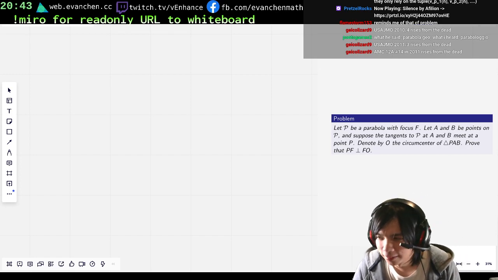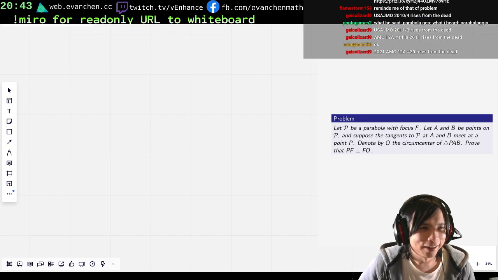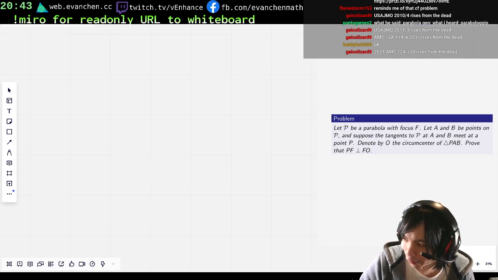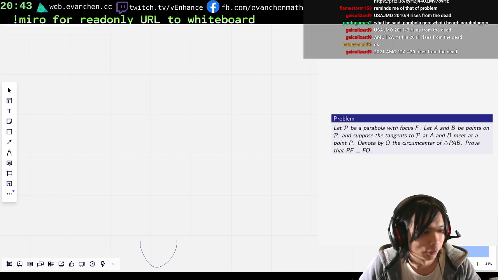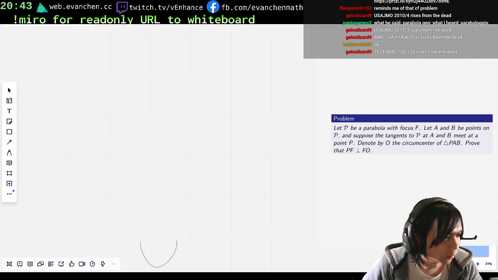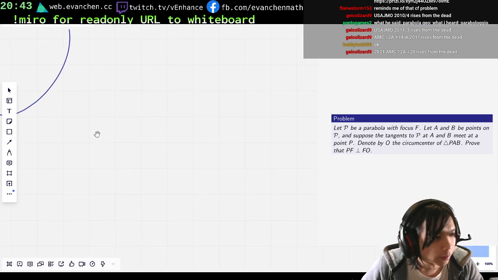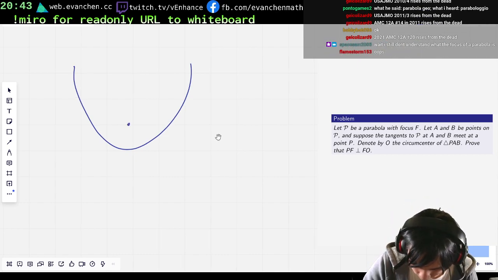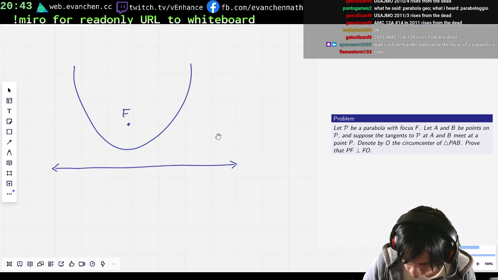Okay, welcome back everyone. So today, David at Solves Isl is telling me to do this problem. It's a geo problem, but I am going to not be using GeoGebra for obvious reasons. So there's a parabola with focus F. I'm not sure I remember what the definition of a parabola is, but at least I know what it looks like. So here we go. Parabola. Here's the focus.